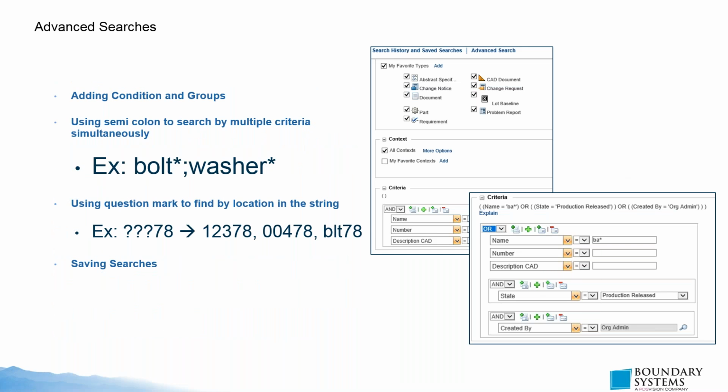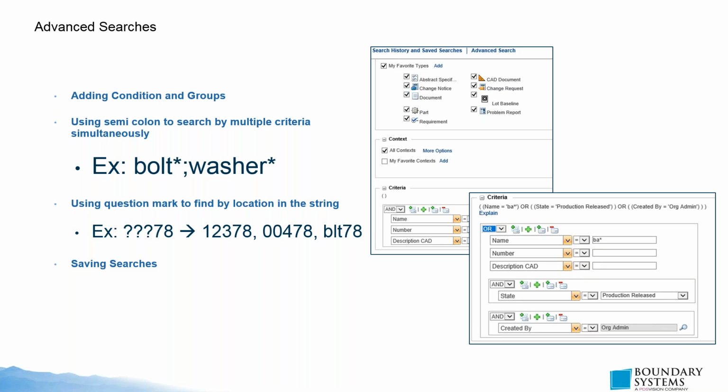Okay, next topic is how to conduct advanced searches. It's highly recommended when you're looking for your CAD data to work on, stay away from browsing as much as possible. Not really the way to approach finding data in your system. The Windchill environment offers a very powerful search engine, and it allows you to build searches by adding conditions.